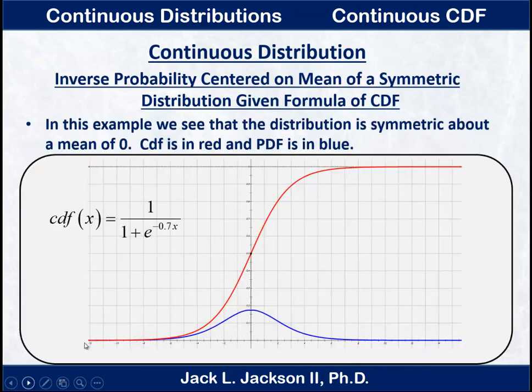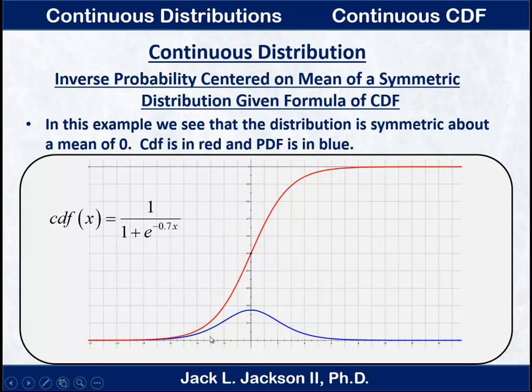Let's take a look at what one of these graphs would look like. So here's a graph here. I've graphed both the CDF and the PDF. So the CDF looks like this, and the PDF is this kind of bell-shaped curve here. The PDF is in blue down here, this bell-shaped thing, and this elongated S-looking thing is the CDF in red. Here's the actual formula for the CDF.